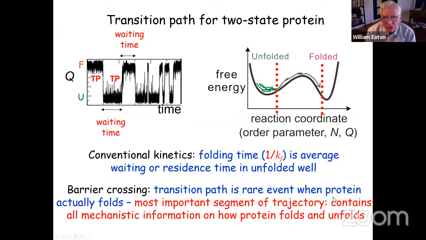So it's the most important segment of the trajectory because it contains all of the information on how a protein folds and unfolds. Here it's wandering around the unfolded state, and all the mechanism about how this protein folds is contained in this jump, which in this landscape picture is a trajectory which leaves some position along the reaction coordinate near the unfolded well and reaches the folded well without ever returning to the unfolded well, using either Peter's reaction coordinate or Eugene's reaction coordinate.